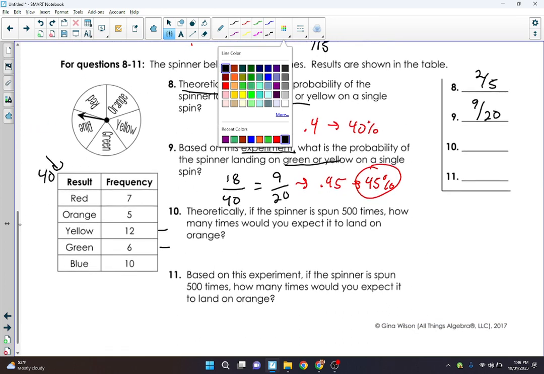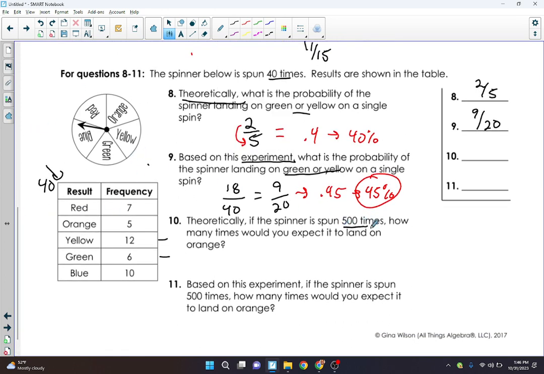Next one. Theoretically, if a spinner spun 500 times, how many times do I expect it to land on orange? Since I'm talking about theoreticals, I'm looking at the spinner. So how many oranges are there? There's only 1 out of 5 oranges, which means I'm going to multiply it by the 500 times I do it. Since 500 is a whole number, I could just put it over 1. So it's 500 divided by 5, or 100 times. So I expect to hit orange 100 times.